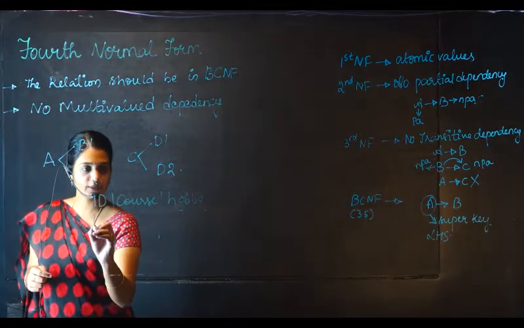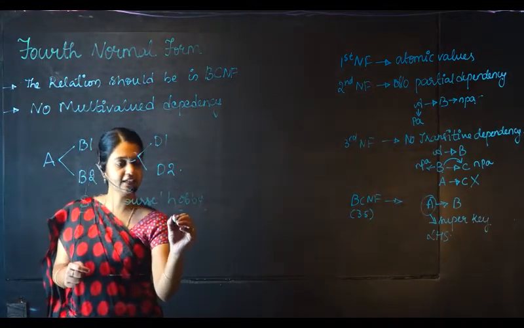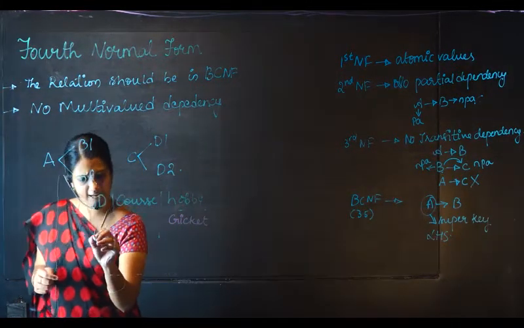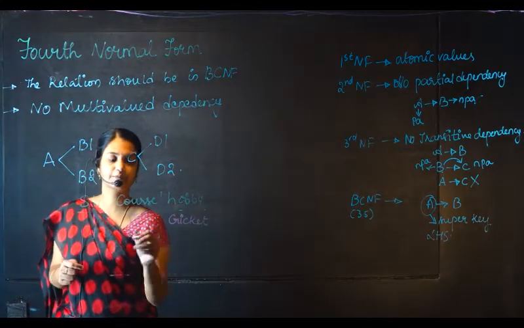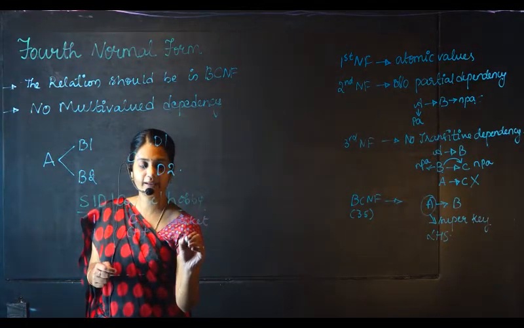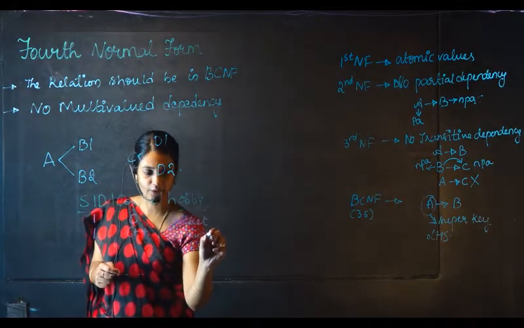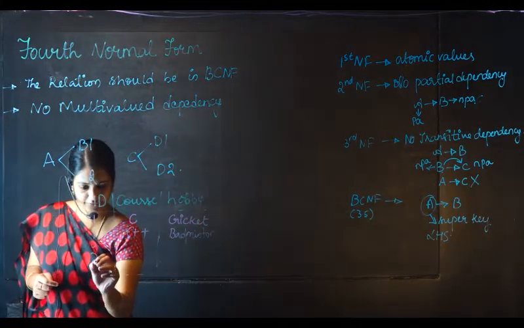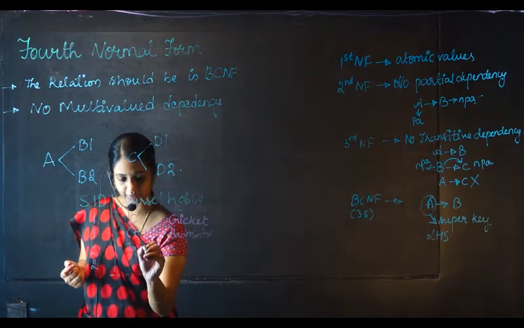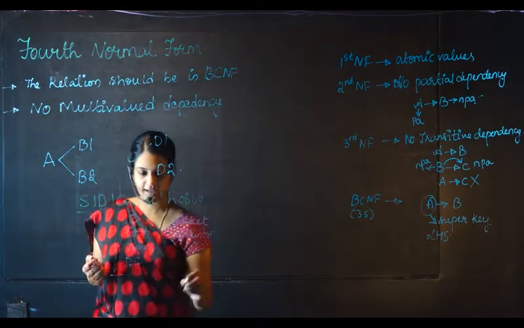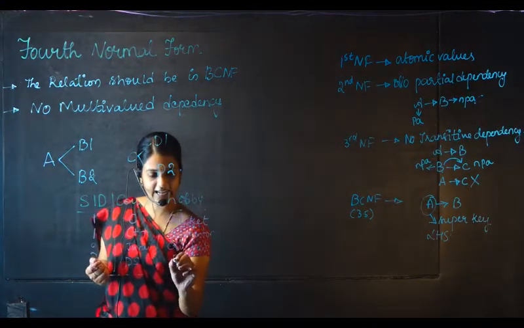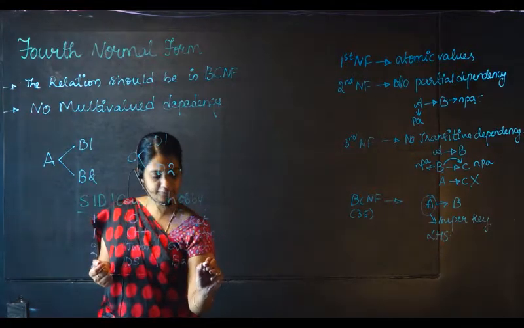I have student ID 1 who is taking C, and cricket is his hobby. The same student is also taking the C++ course and also has the hobby of playing badminton. Likewise, I have one more student, student ID 2, who is taking Java and data science, and he also has the hobbies cricket and badminton.